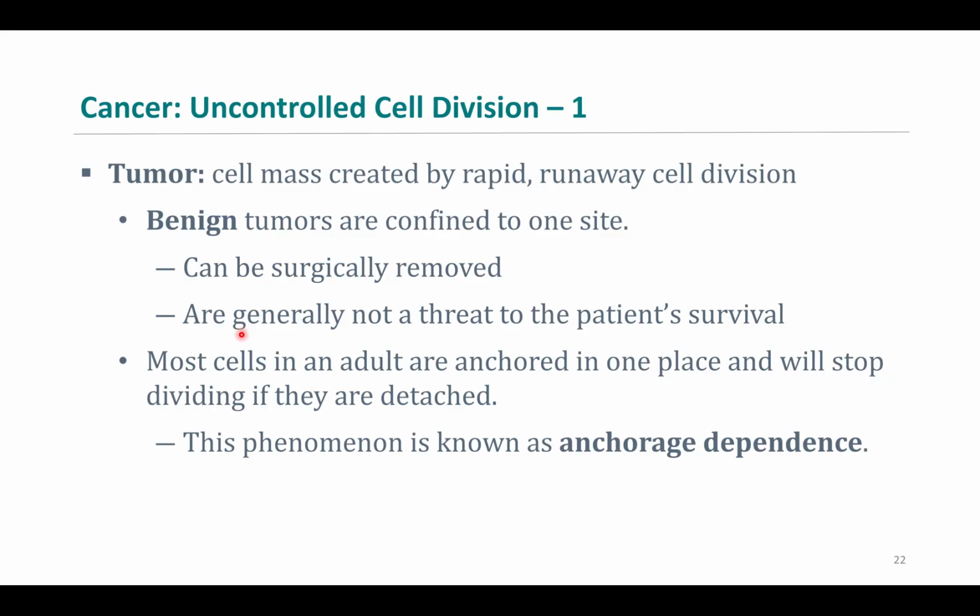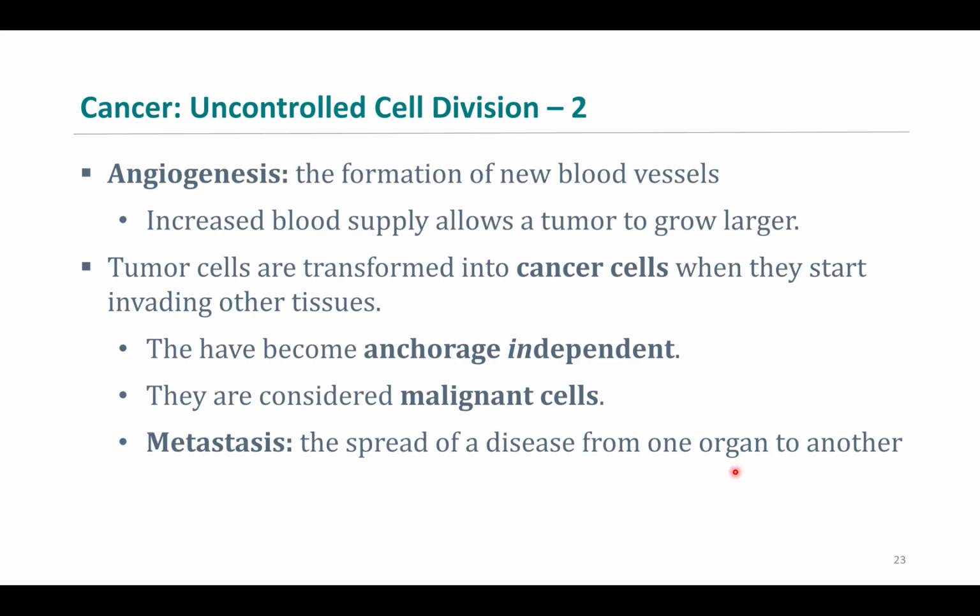These benign ones attach to some place, and then stop dividing if they are detached. Okay, so in order to divide, they must attach to a place. This kind of phenomenon, we call anchorage dependence of these tumor cells. Angiogenesis is what we call the formation of new blood vessels to the tumor cells or the cancer cells.